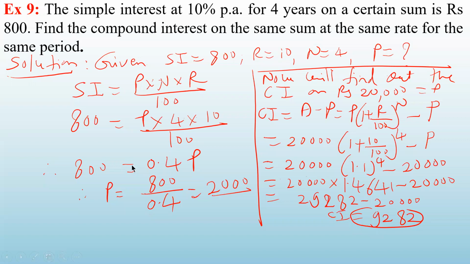So you can check here that the simple interest was 800. Oh, wait a minute. I think we made some mistake. Wait a minute. 20,000. No, it is 2,000. It's not 20,000. Correct? The principal is 2,000. 800 divided by 0.4 is 2,000. So let us make the correction. The principal is 2,000. So one 0 has gone from here, here, here, and here also.